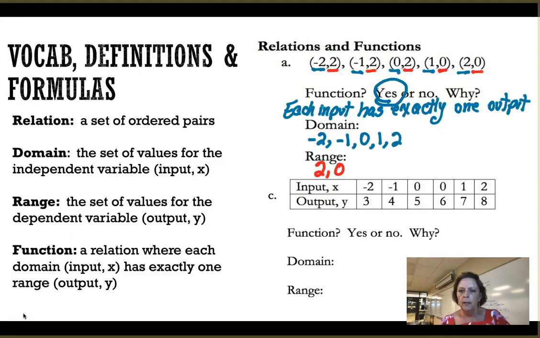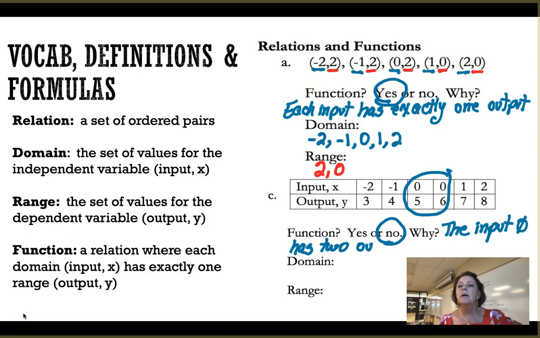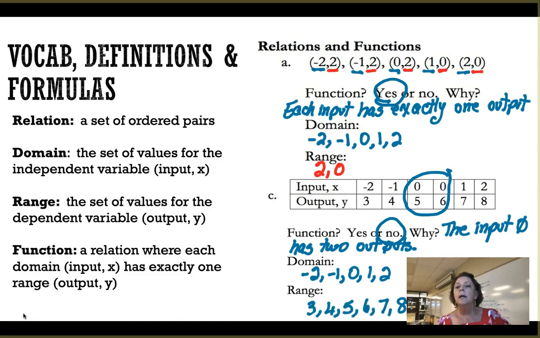On the next one, let's take a look at our inputs. We've got -2 with 3, -1 with an output of 4, 0 with 5, 0 with 6. Right there, I've got one input that has two different outputs. So this is not a function because the input 0 has two outputs. Now, our domain, I'm just going to list my x values. I do not have to repeat the 0. And my range, I'm going to list my y values.